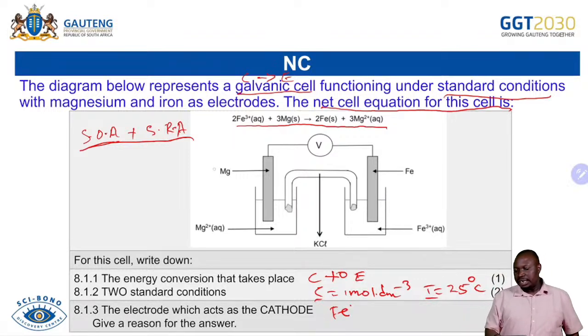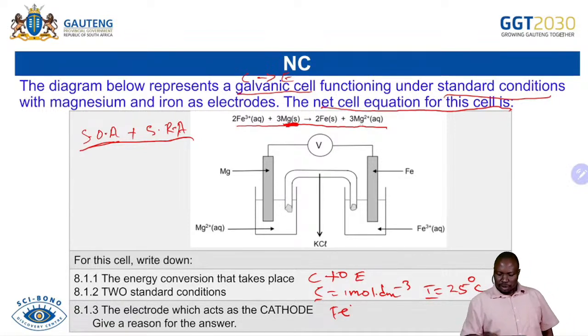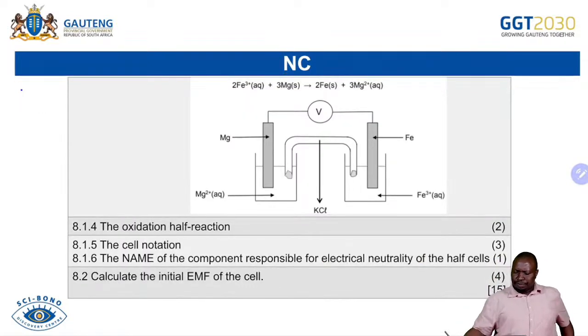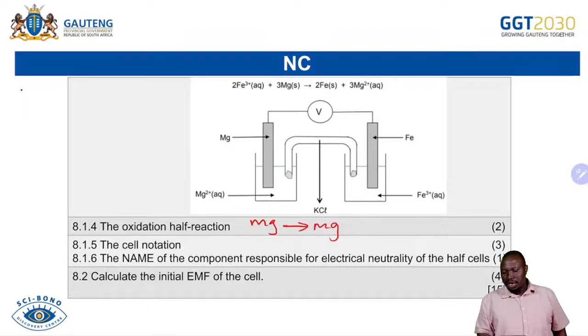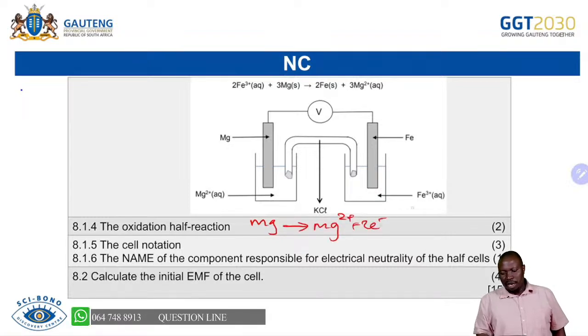We said already magnesium is a stronger reducing agent, so it will lose electrons to form magnesium 2+. So give a reason, because we said the reason here that your Fe3+ is going to gain your electrons and form iron there. Now write down the oxidation half-reaction. You're just collecting marks. Remember, on the table I've written all this when you're using that set method, so you're able to just write the oxidation half-reaction like that.